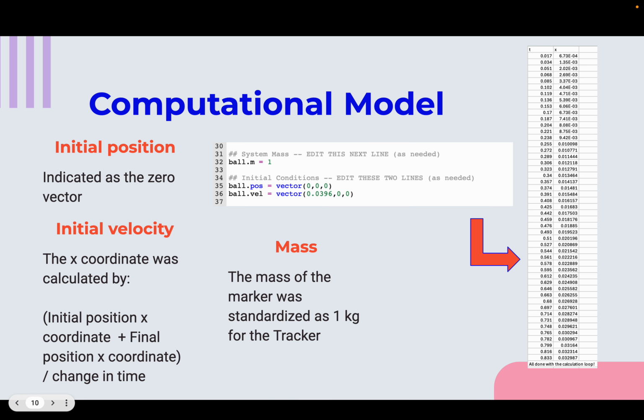For our computational model, we set our marker to start at the origin, making the initial position the 0 vector. We then found the initial velocity and the mass from the data that Tracker provided. We found the average velocity by adding the initial and final x positions from our data set, then dividing that number by the change in time from the Tracker data. And we use this vector as the initial velocity because they should theoretically be the same for a constant velocity. The mass was standardized at 1 kilogram.